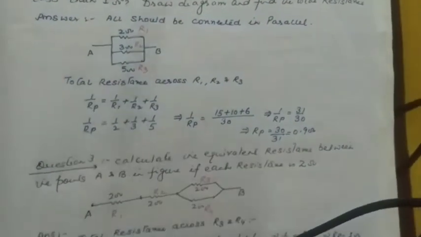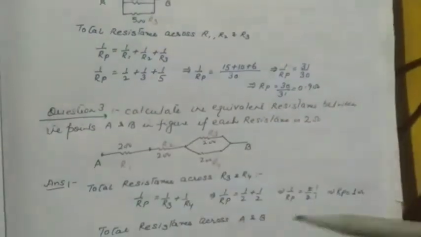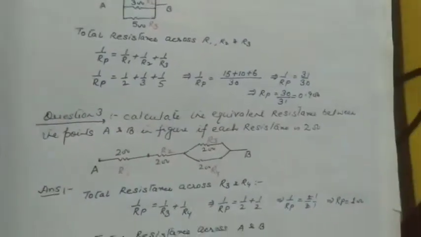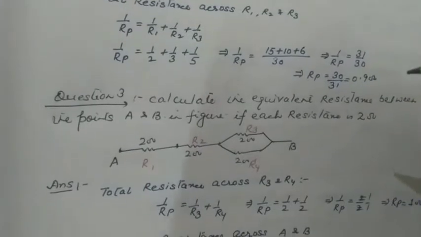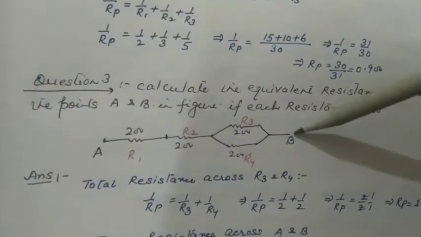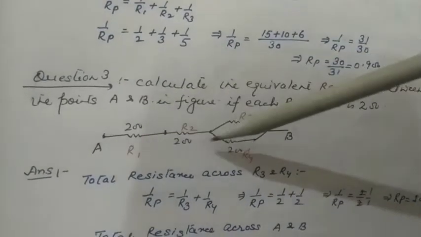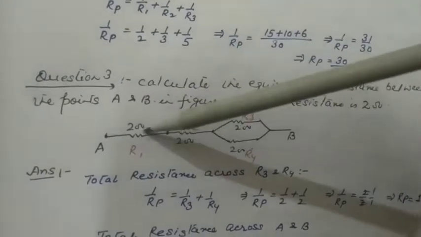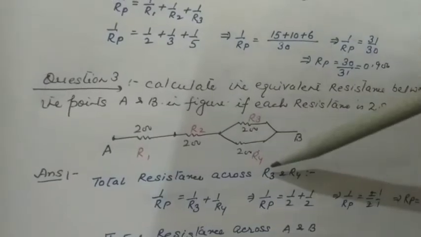Next is question number 3. Calculate the equivalent resistance between the points A and B in the figure. The figure is given. In this you have to find out the total resistance. In the figure each resistor is 2 ohm. So first mark them as R1, R2, R3 and R4.